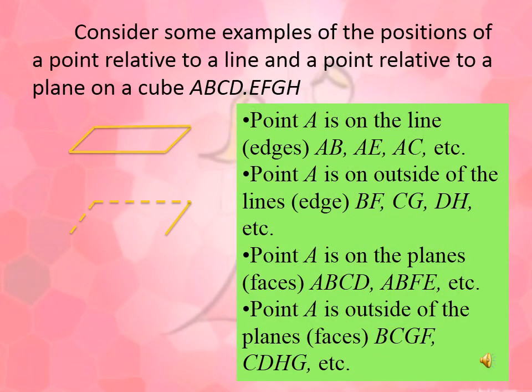Consider some examples of the position of a point relative to a line and a point relative to a plane on cube ABCD.EFGH. Point A is on the lines AB, AE, AC, etc. Point A is outside of the lines BF, CG, DH, etc. Point A is on the planes ABCD, ABFE, etc. Point A is outside of the planes BCGF, CDHG, etc.